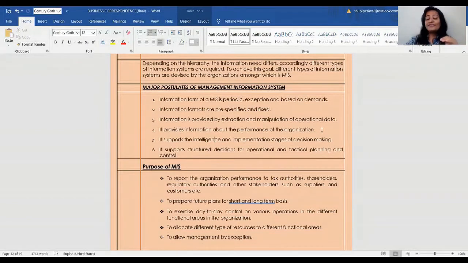Now, when they receive the reports, they see that it's only 720 sales. So they understand that there is a lag in the performance and something has to be done. Okay, so this is how it improves the performance of the organization, and you can know how you are performing this month. All right. Next, it supports the intelligence and implementation stages of decision making.